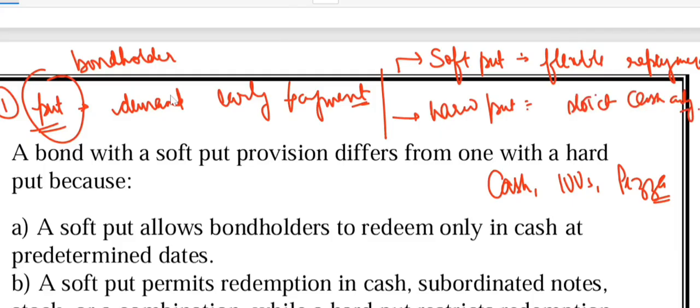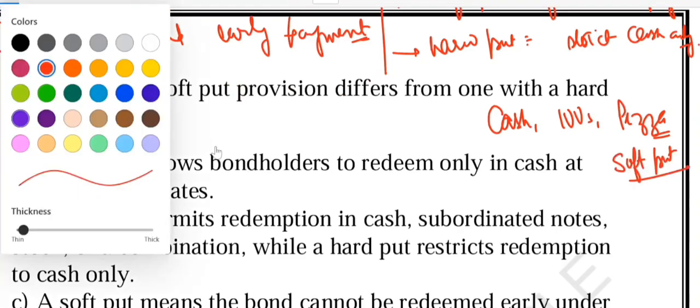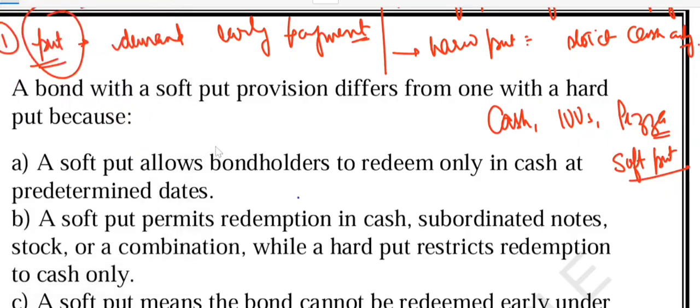So what happens in the case of soft put? Whoever has issued the bond, the borrower, can repay you in cash. The borrower can repay you in subordinate notes, like a new IOU. He can repay in stock or he can repay in a mixture.